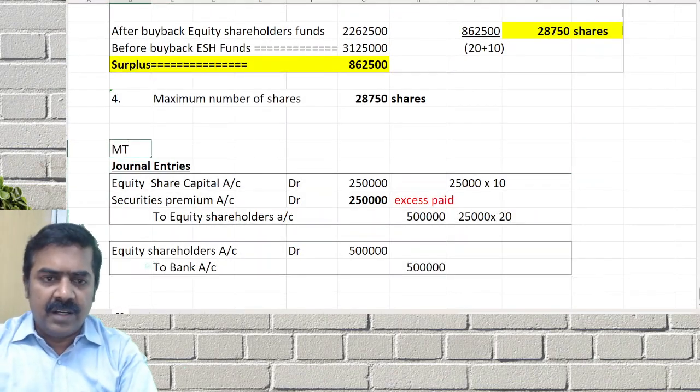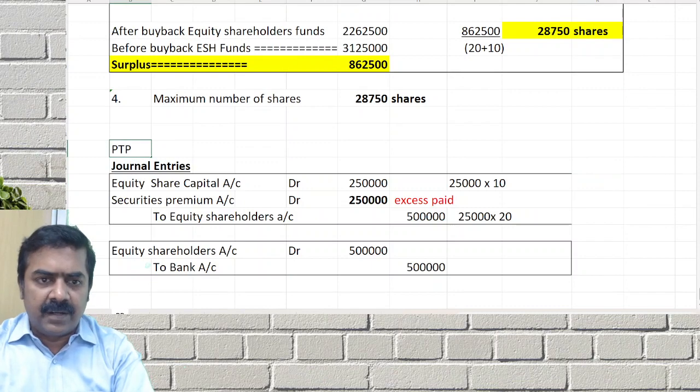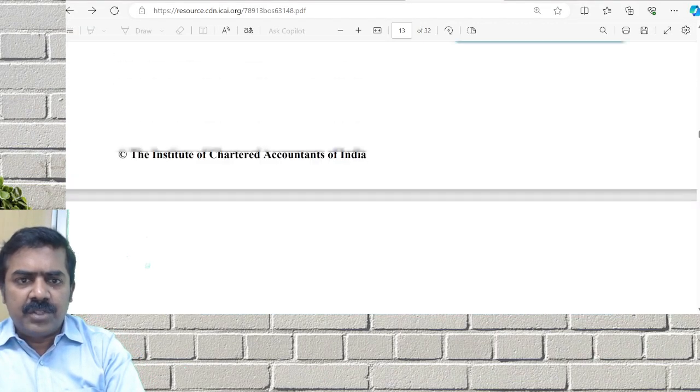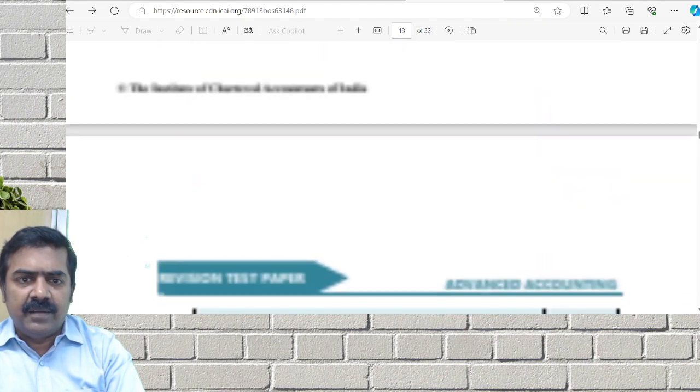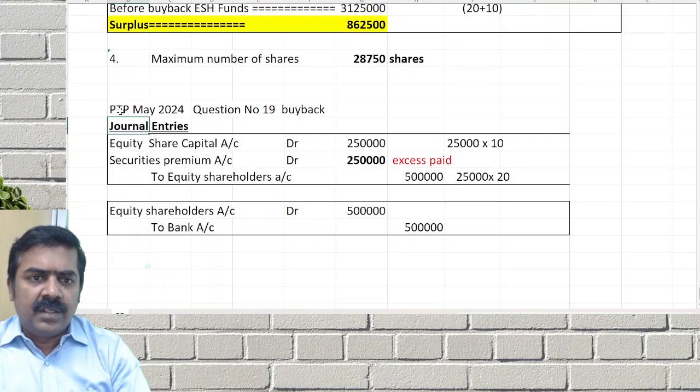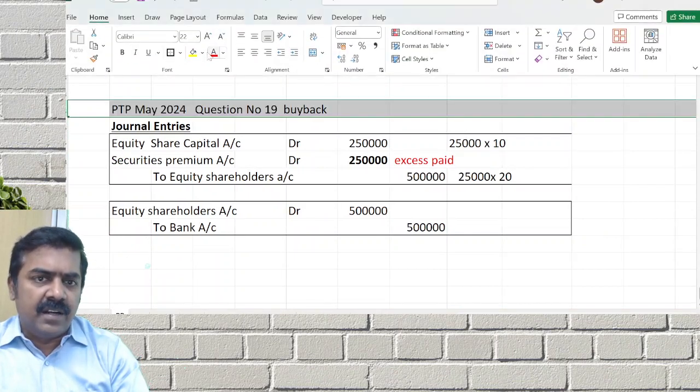This is for the model test paper, practice test paper, May 2024. Which question number? Question number 19. They just ask you to pass journal entry.